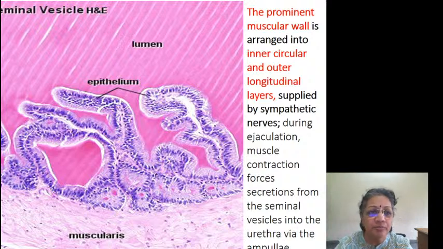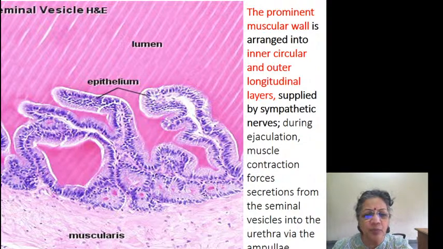There are big lumens compared to what we saw in the fallopian tube, but in the seminal vesicle we must remember it is a similar epithelium. The difference is that the fallopian tube is ciliated and this is not, right? And this looks very much pseudostratified. Fallopian tube is always simple columnar. In any case, you cannot confuse the two. You will see a muscularis wall which consists of an inner circular and an outer longitudinal layer supplied by sympathetic nerves, and during ejaculation this muscle contraction will empty the contents of the seminal vesicles into the ejaculatory duct, right, into the urethra via the ampulla of the ejaculatory duct.